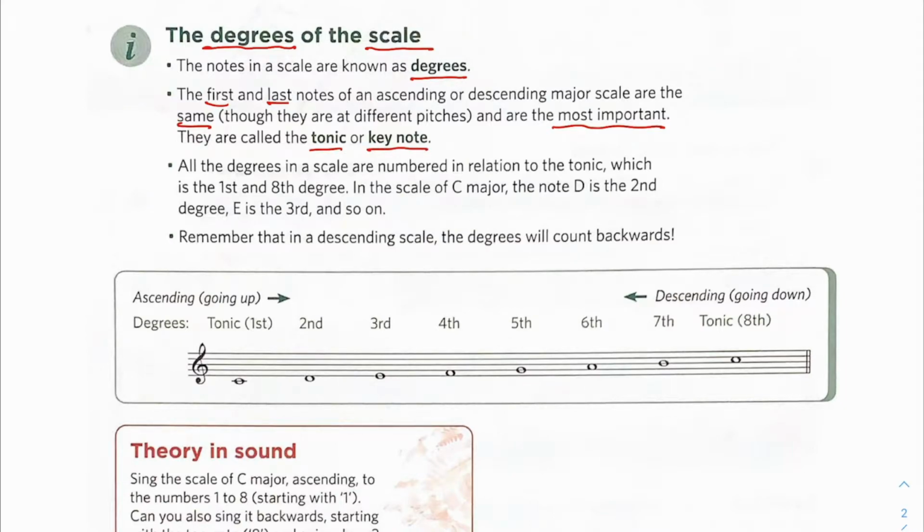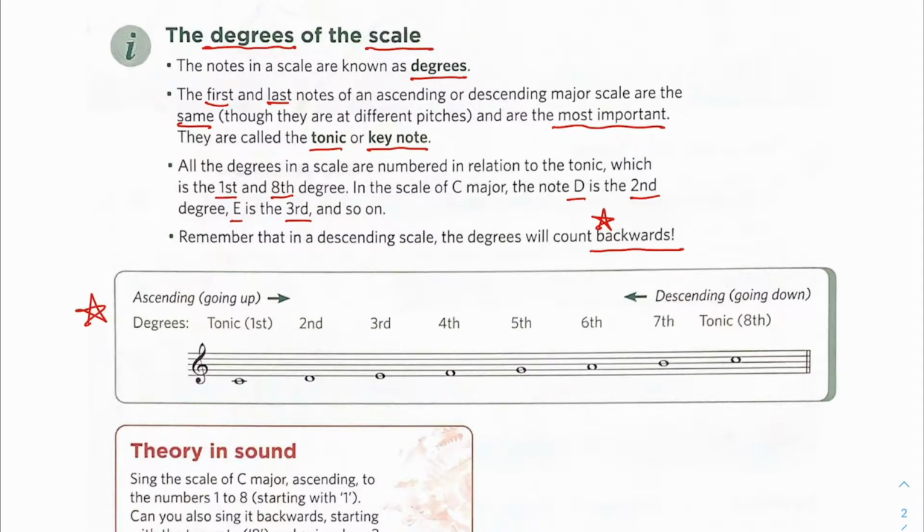All the degrees in the scales are numbered in relation to the tonic, which is the first and the 8th degree. In a scale of C major, the note D is the 2nd degree, E is the third, and so on. Remember that in a descending scale, the degrees will count backwards, so this is quite important.